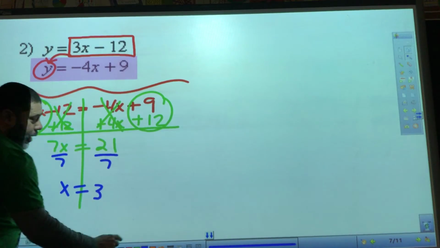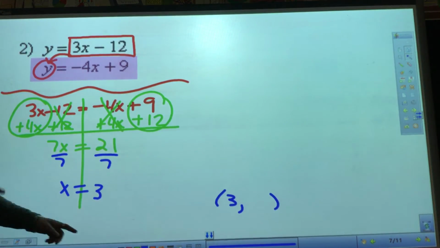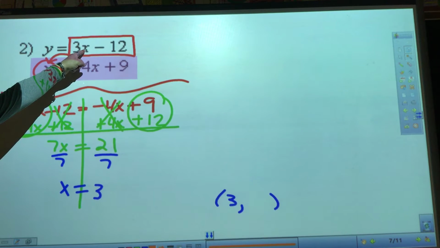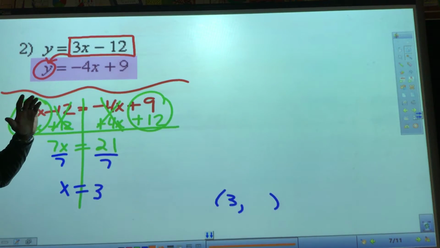And x is 3. Again, all I figured out is my x value for my final answer. I still got to plug it back in and figure out what y is. And it does not matter if you use this equation, plug it in for that x, or this equation, plug it in for that x. If you did it right, you'll get the same answer regardless.